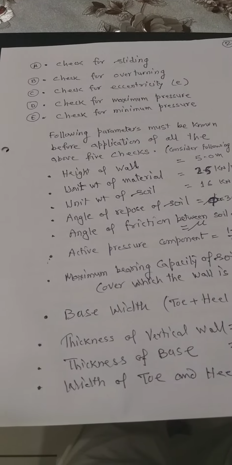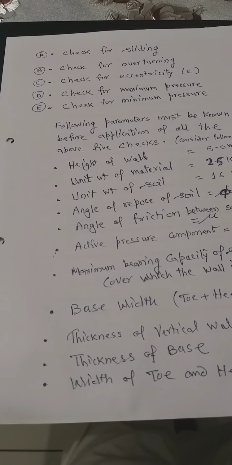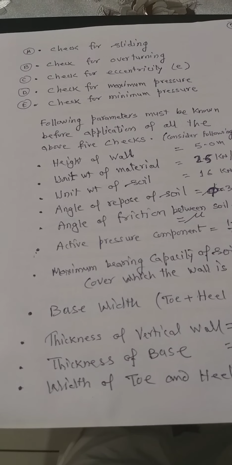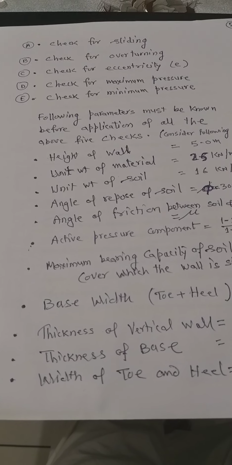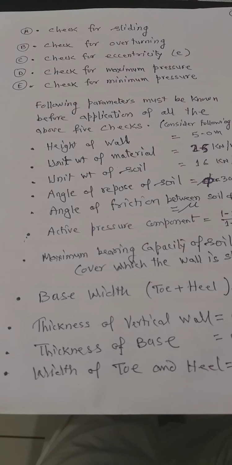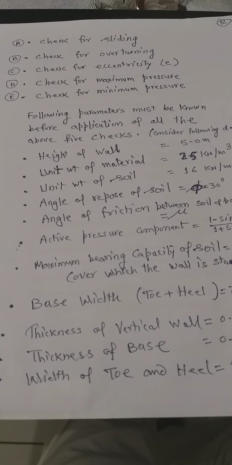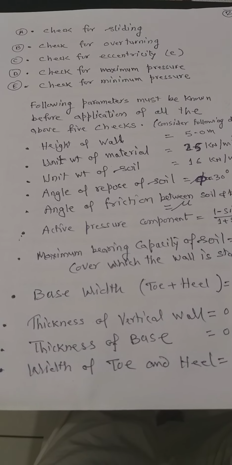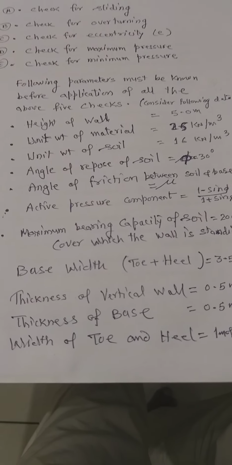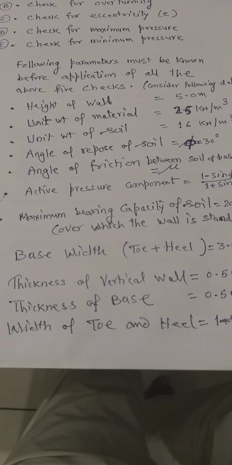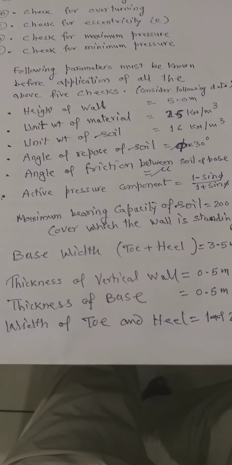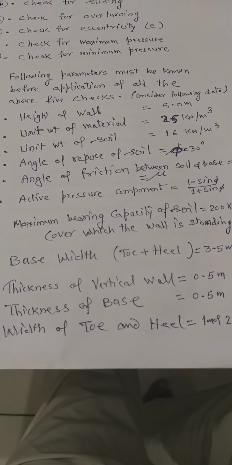First check is check for sliding. Second, we can call check for overturning. Third, check for eccentricity. Fourth, check for maximum pressure. And last, that is fifth, check for minimum pressure. If the retaining wall clears all the checks, we can say yes, the retaining wall is safe and it can be executed at site. Now we are considering the following parameters before application of the checks.